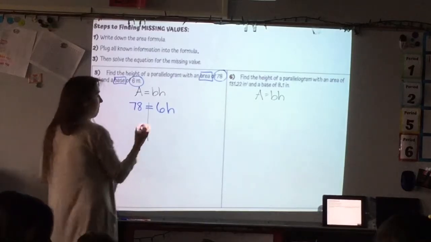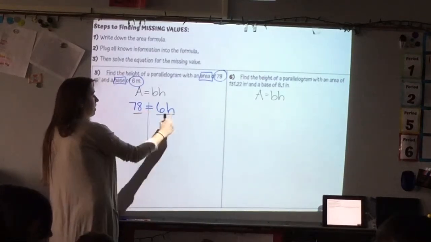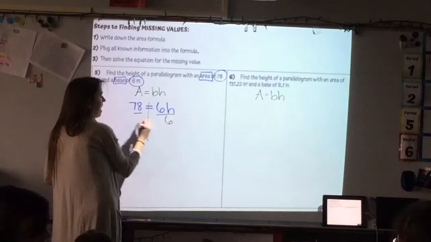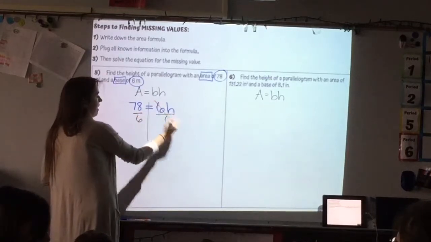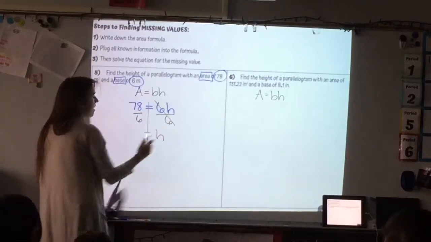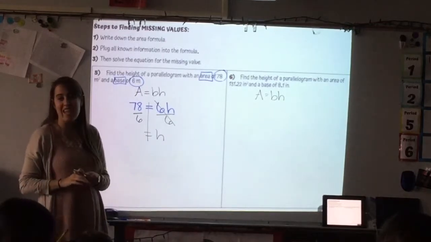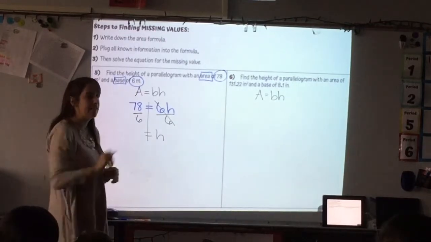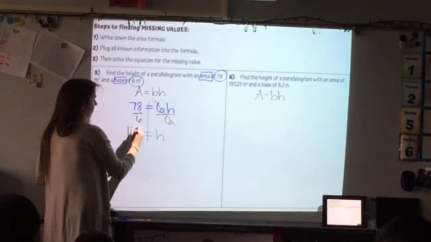Divide. Divide by what? 6. The side with the variable, h, is being multiplied by 6. The opposite is to divide by 6. Cancels out on the right side. On the left side, what's 78 divided by 6? What is it, Eric? 13.